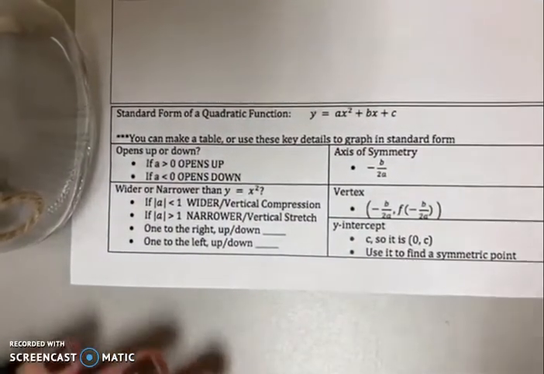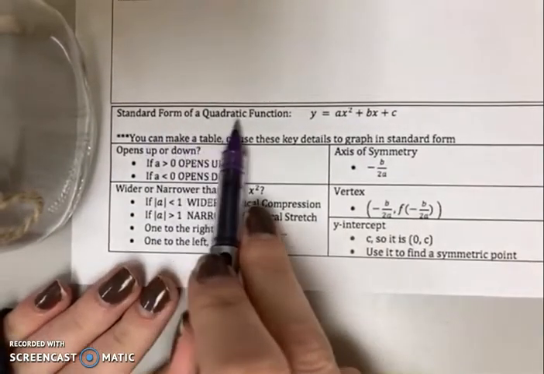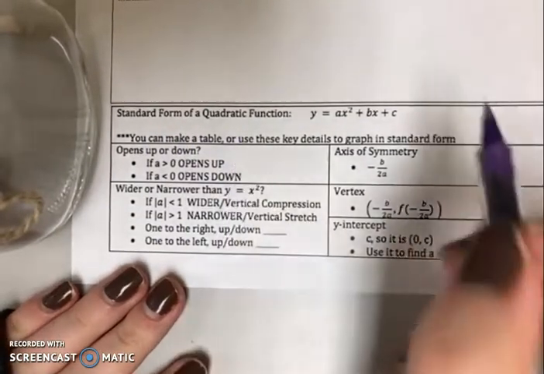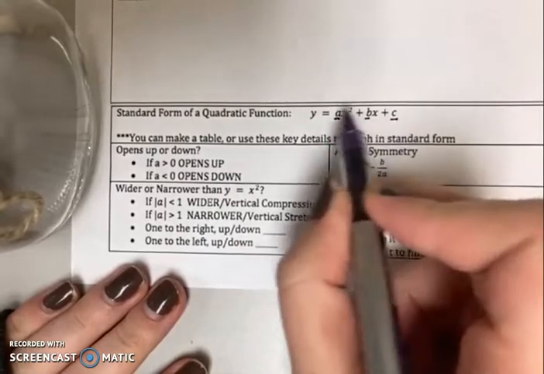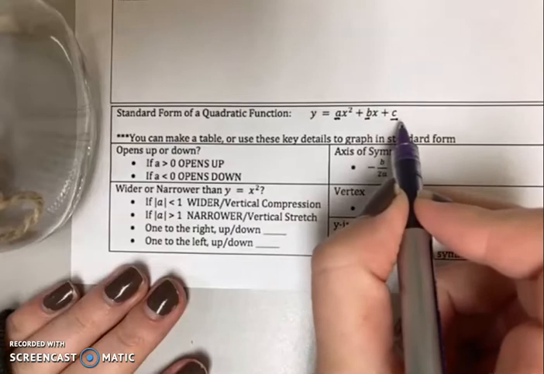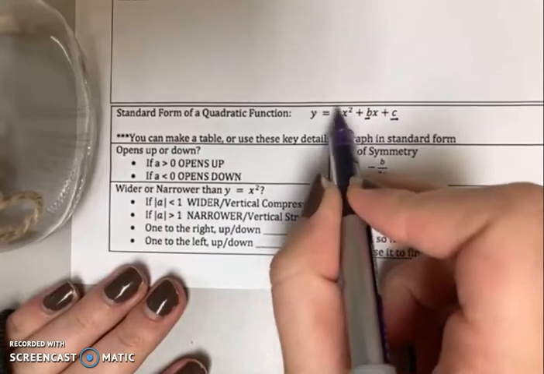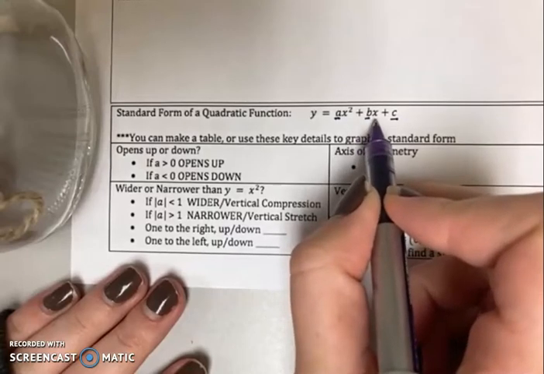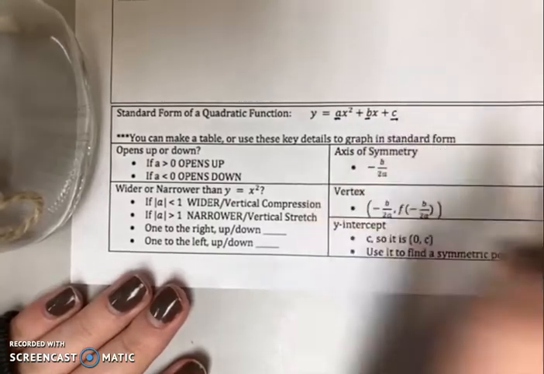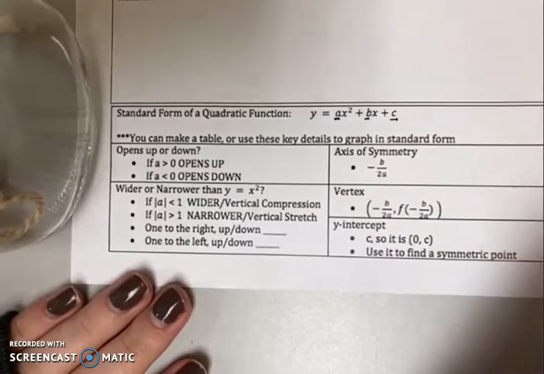So today we are looking at standard form for a quadratic function. Looking at the equation, we should be able to identify a, b, and c. A is the number in front of the x squared, b is the number in front of the x term, and then c is the constant, or the number on the outside.